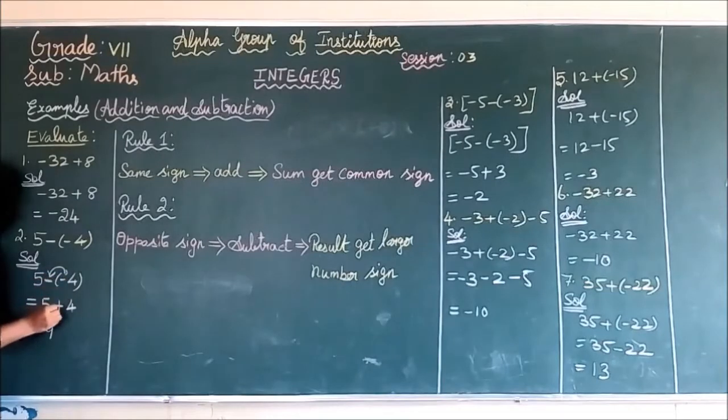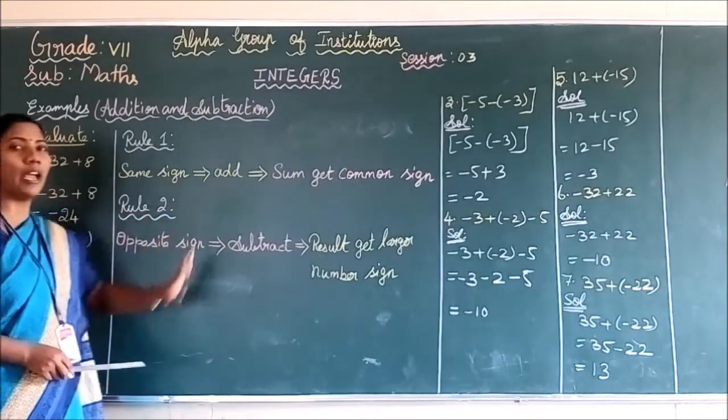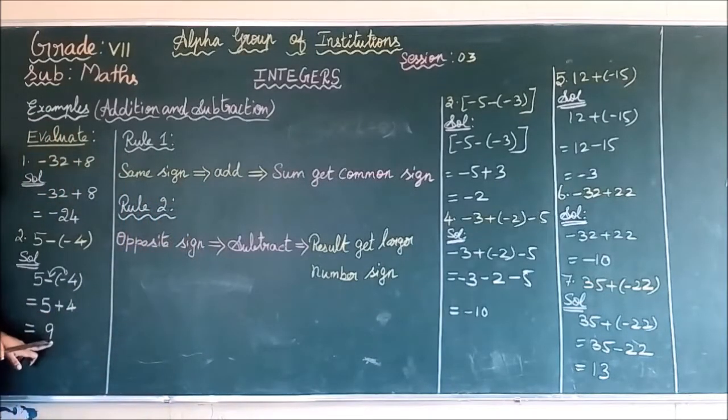So minus into minus gives plus, and the number is 4. Thus the given question became 5 plus 4. This is the normal addition, children. According to rule 1, if the given integers are of the same sign, you have to add. So add 5 plus 4, and the answer is 9.